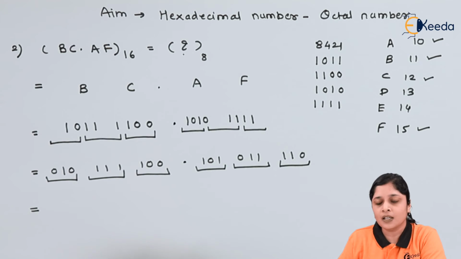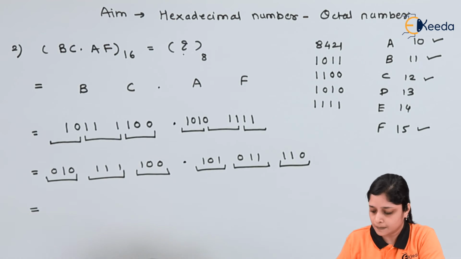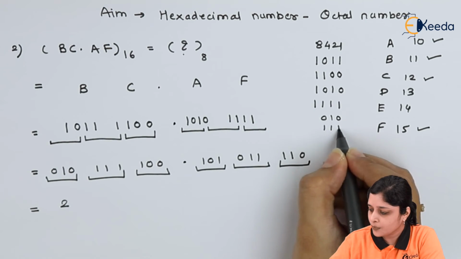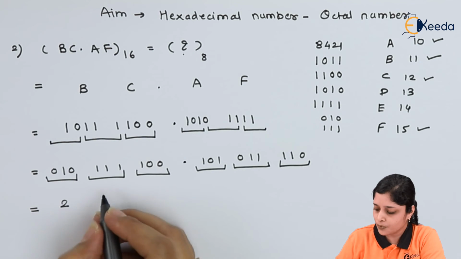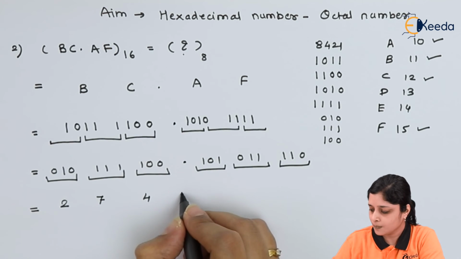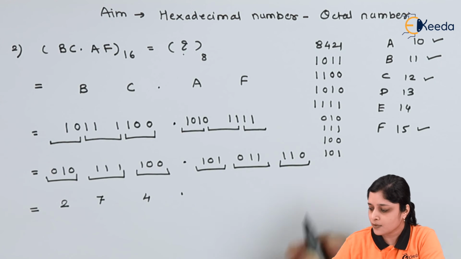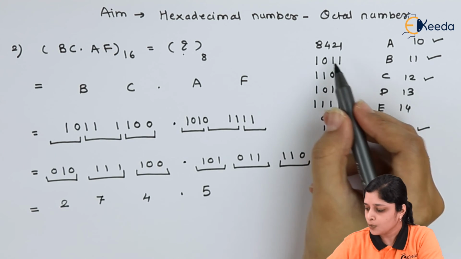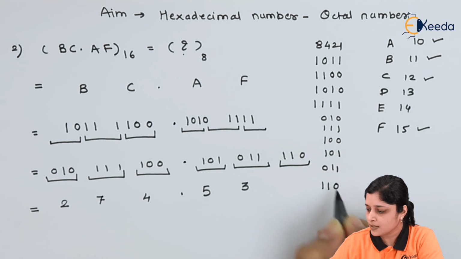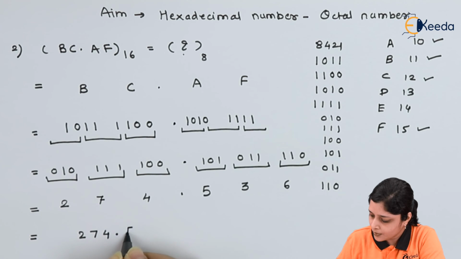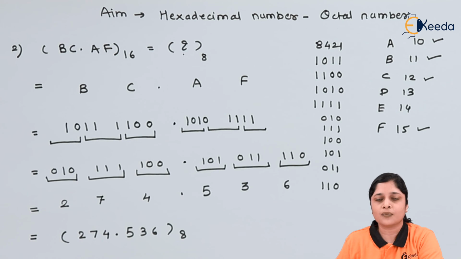Next step is to write down the value of octals. So 0, 1, 0 will give you 2. 1, 1, 1 will give you 4 plus 2 plus 1 will give you 7. 1, 0, 0 will give you 4. Value of 101 is 4 plus 1, 5. 011, 2 plus 1, 3. And 110, 4 plus 2, 6. So 274.536 to the base 8 is the final answer for this problem.